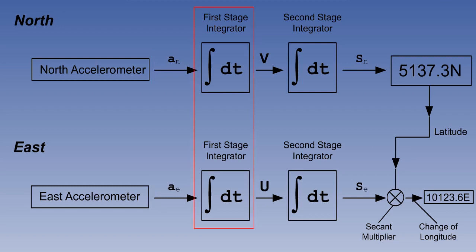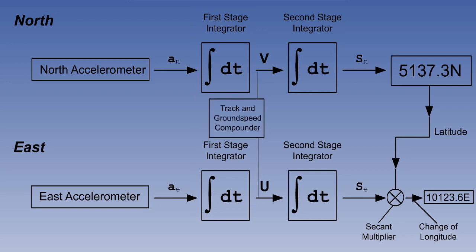The first stage integrators continuously add up these accelerations, thereby converting them to velocities. The velocities are used to calculate track and ground speed. And they are also passed to second stage integrators where they are converted to distance gone. The northerly distance gone is simply added to the initial position to generate a new latitude. However, the easterly distance gone has to be converted to change of longitude.